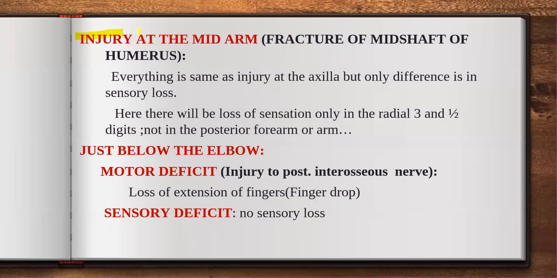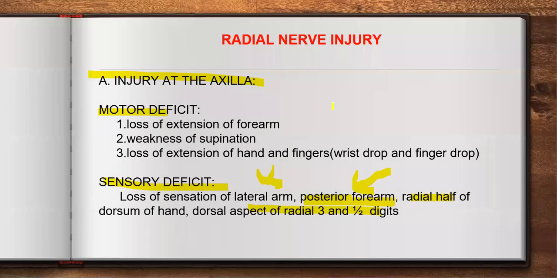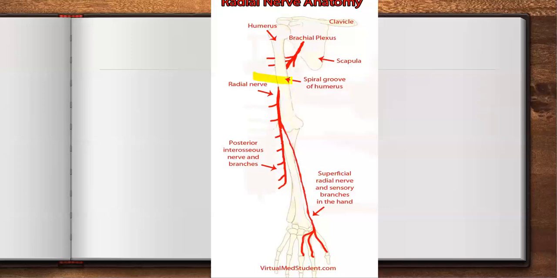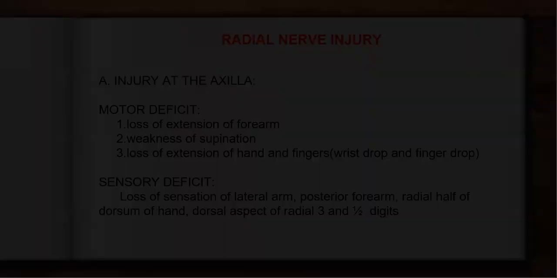If it is injured at the middle arm, that means fracture of the mid shaft of the humerus, which means if the fracture occurs in the mid shaft of the humerus in this area, how the patient will present to you.